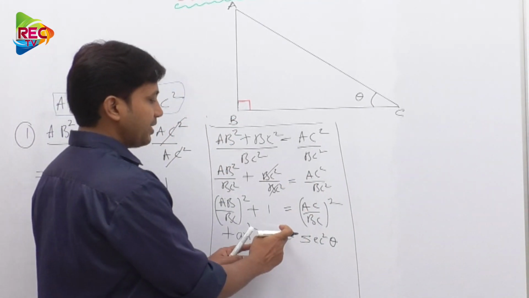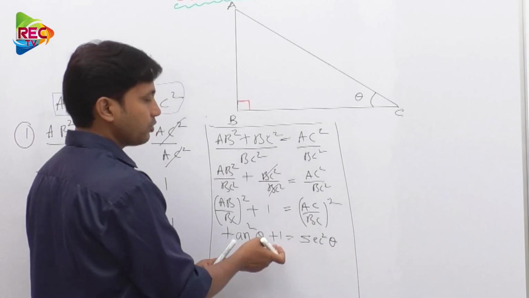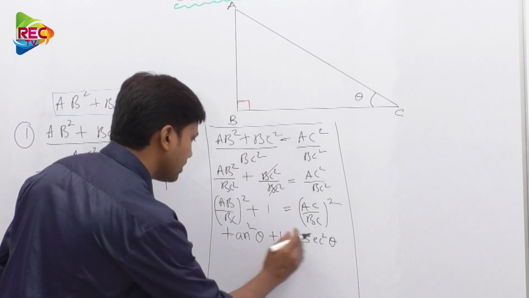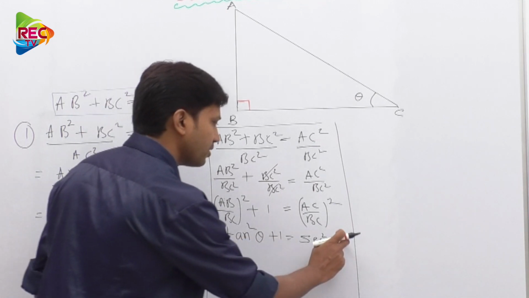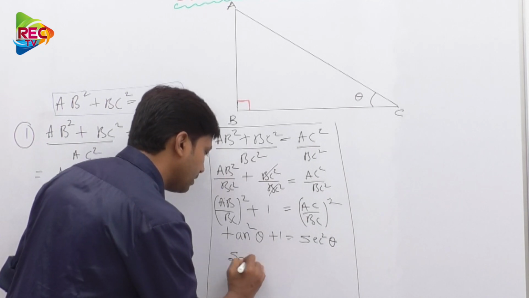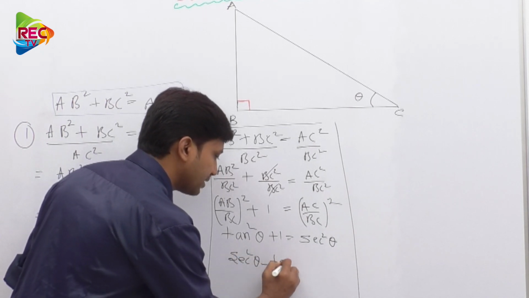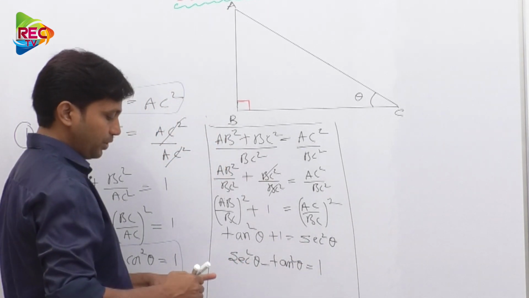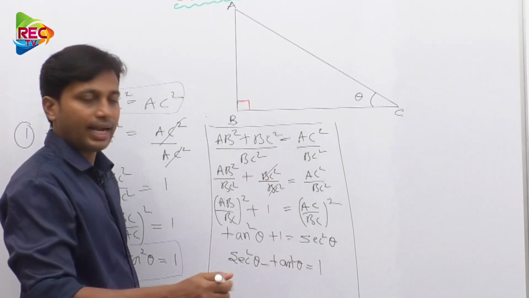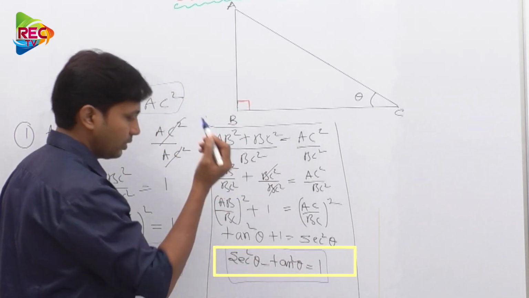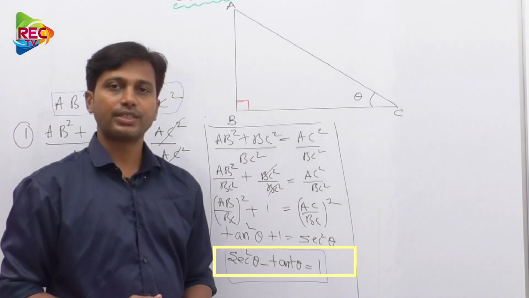So by just replacing 1 to this side and secant square theta to this side, we can get the symbols changed. So what happens? Or else you can take this tan square theta to the other side. Then what happens? Secant square theta minus tan square theta equal to 1. So this is going to be your next trigonometric identity. Okay, secant square theta minus tan square theta equal to 1.